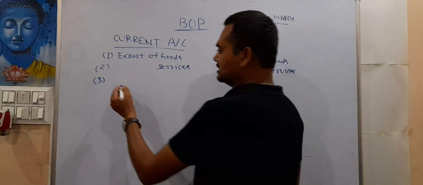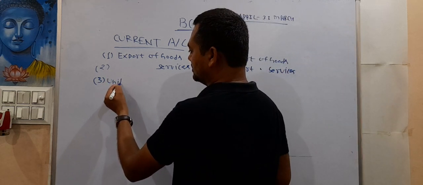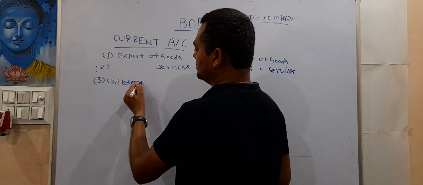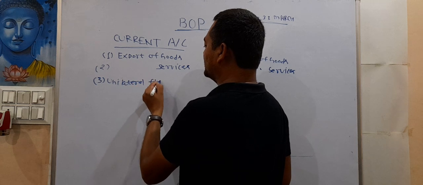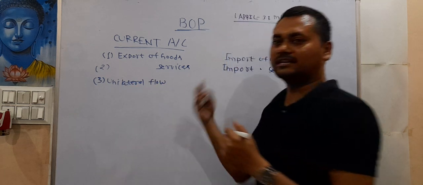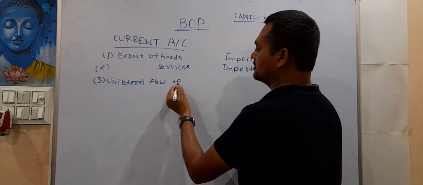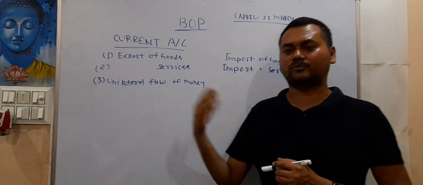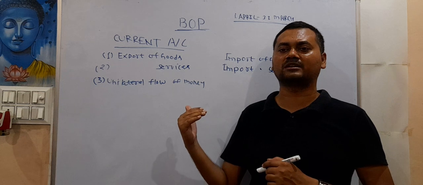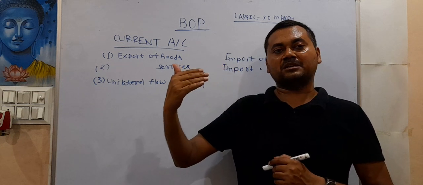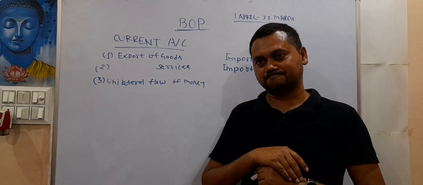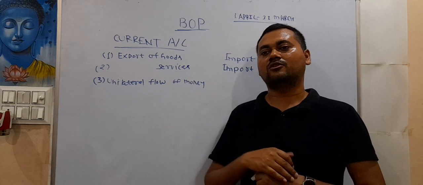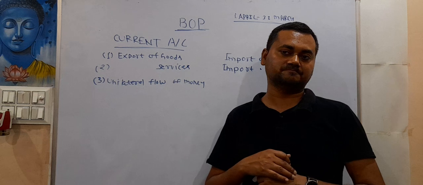That is called unilateral flow of money. Unilateral flow of money. What kinds of components come within this unilateral flow of money? It may be the donation, it may be any gift, or it may be the remittance.